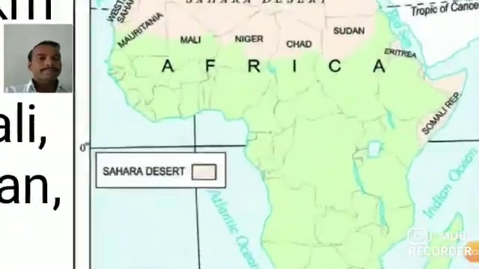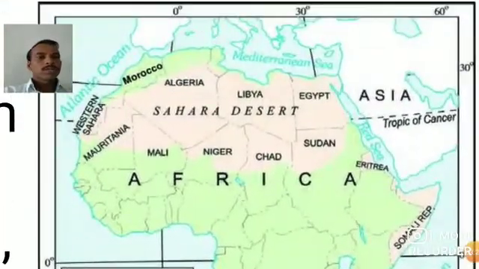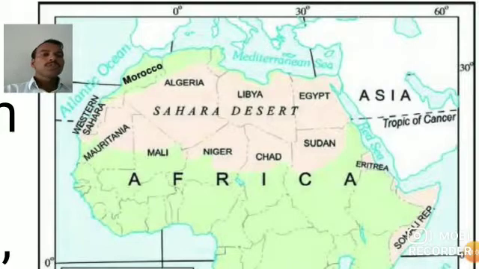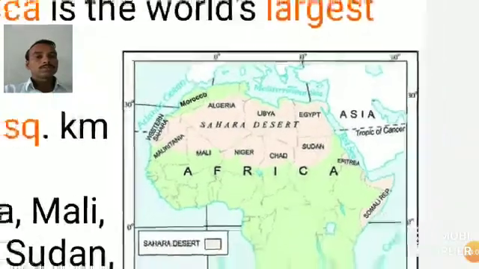See this map of Africa, you can understand where exactly it lies in Africa. It's in the north part of Africa, north of the Mediterranean Sea. So see the light area where the Sahara Desert is, and the countries which are touched by it. In the north there is Morocco, Algeria, Libya, Egypt, then Sudan, then Chad, Niger, Mali, Mauritania, and Western Sahara. So these are the countries touched by the Sahara Desert.